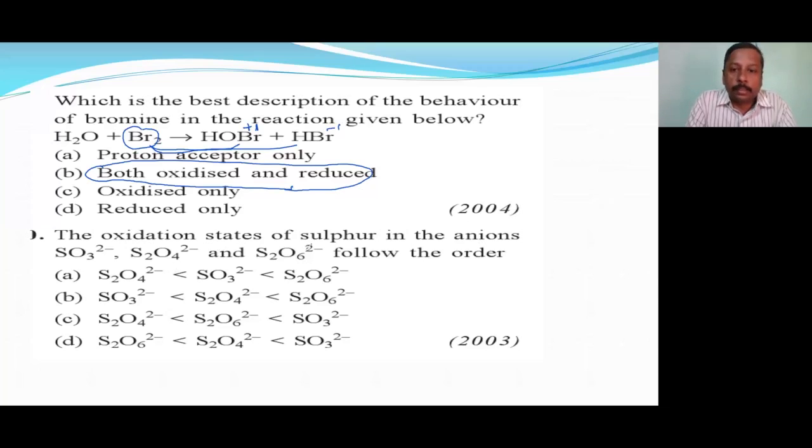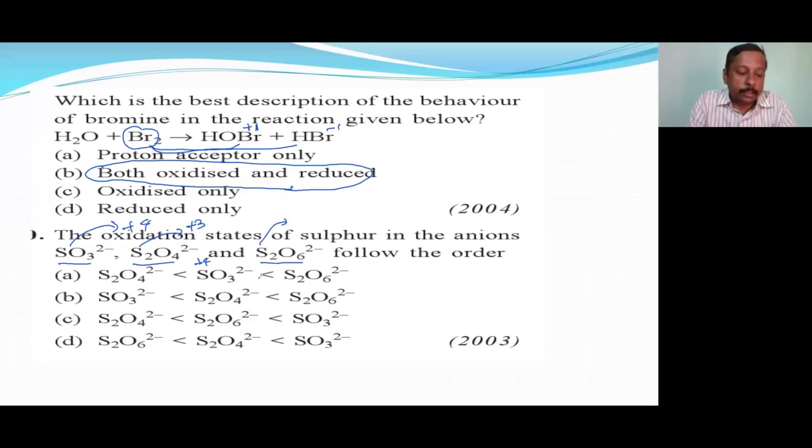Then the oxidation state of sulfur in SO3 2 minus, S2O4 2 minus, S2O6 2 minus. Okay. So you have to find out the oxidation number in all states. So if you find out in SO3 2 minus, I am writing here itself. Sorry, it will be +4. Okay. And in S2O4 2 minus it will be +3. S2O6 2 negative, it will be +5.